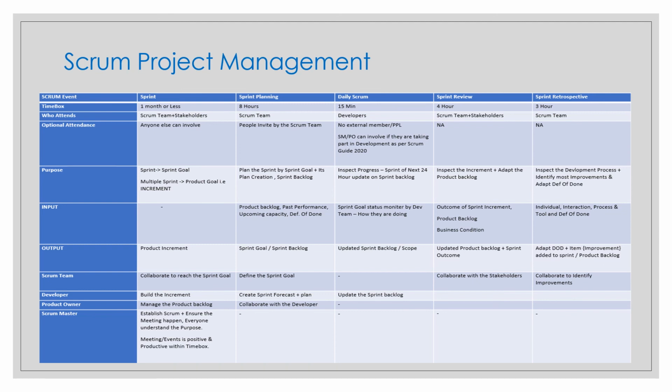The product owner manages the product backlog, the management of product backlog items, and collaborates with the developers. And the Scrum Master establishes Scrum, ensures the meetings happen and everyone understands the purpose: what is Scrum, why we are following it, how beneficial it is. So they establish Scrum within the team and organization, ensure every meeting happens and everyone joins, everybody understands and respects the purpose, and events are positive, productive, and within the time box.